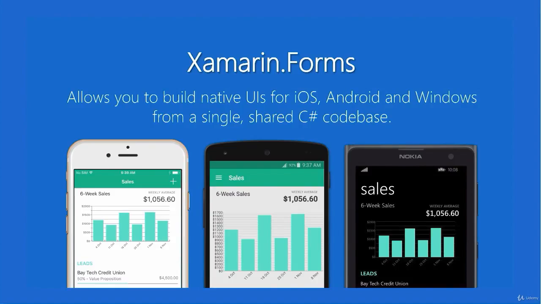Xamarin Forms provides a library of common controls which are implemented across all three platforms, and it allows you to define the UI in your shared code. And at runtime, these shared controls create native views for each platform. So you still get the native look and feel, but you only have to write the UI once and have it shared on iOS, Android, and Windows Phone.